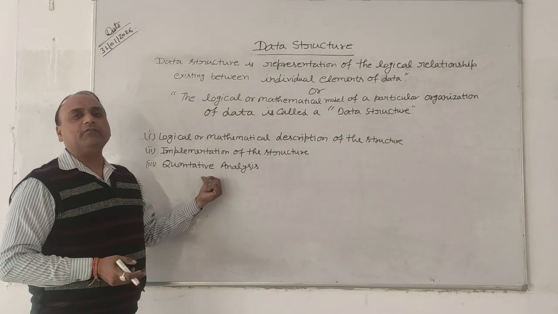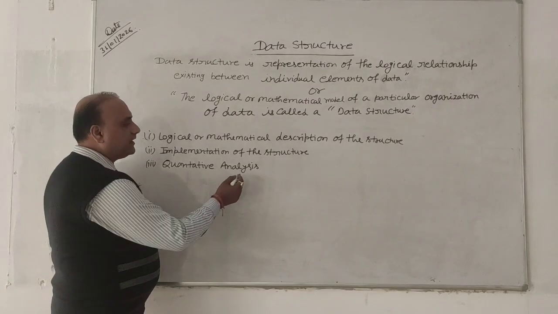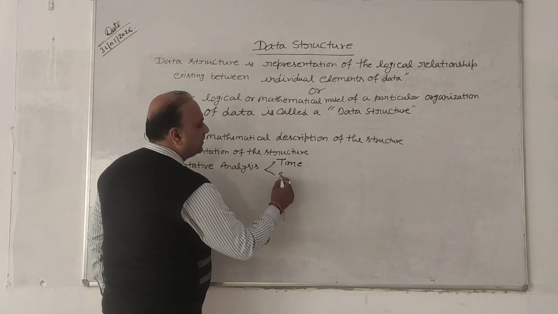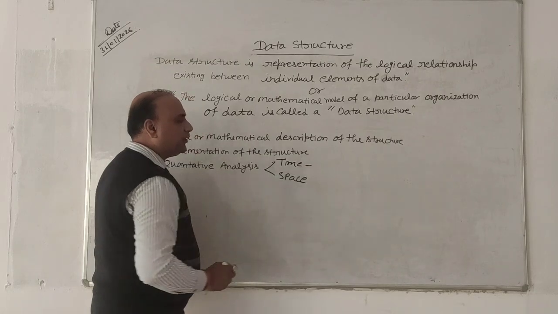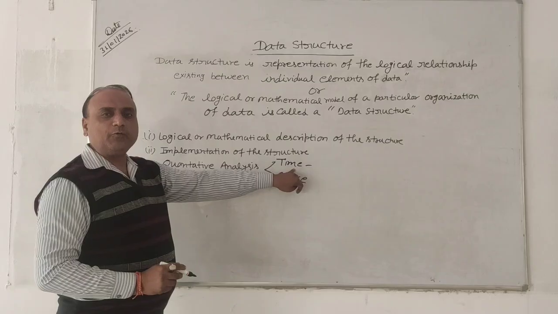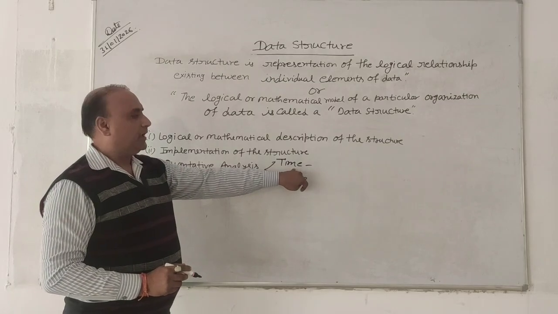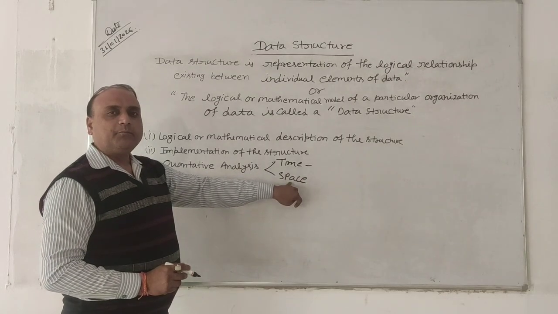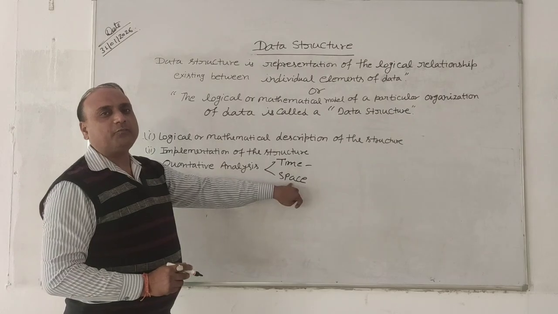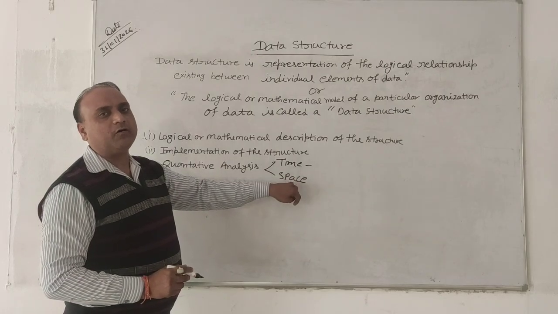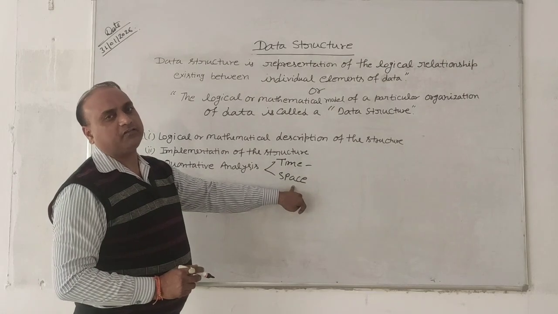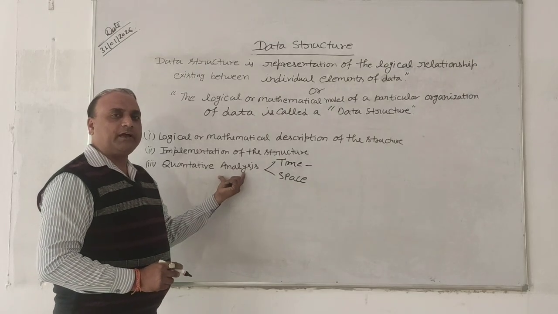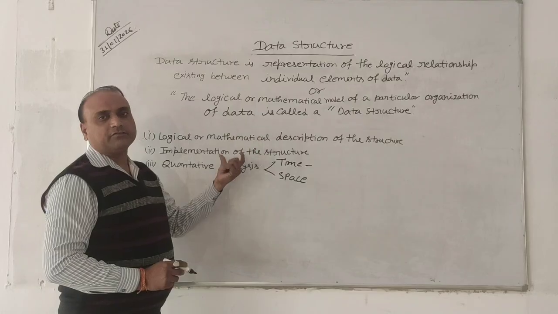Third one is the quantitative analysis. Here we discuss the quantitative analysis of the structure on the basis of time and space. On the basis of time, we can determine how much time is needed by an algorithm or program, and that we call the time complexity of that program. Similarly, by space, we can determine how much space is occupied by a program or algorithm. It is determined by its space complexity. Both are quantitative parameters, and on the basis of that, we can analyze the data structure.